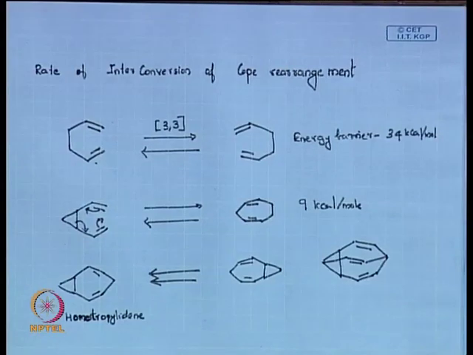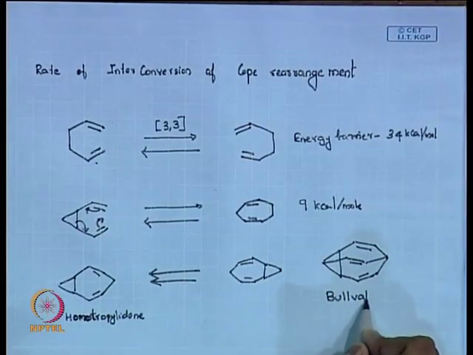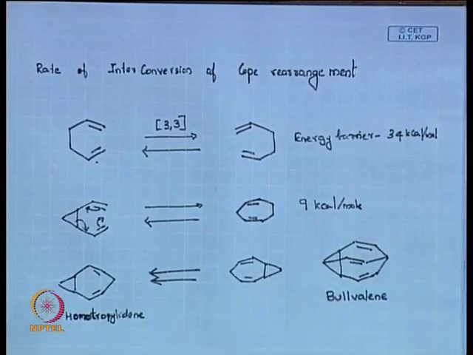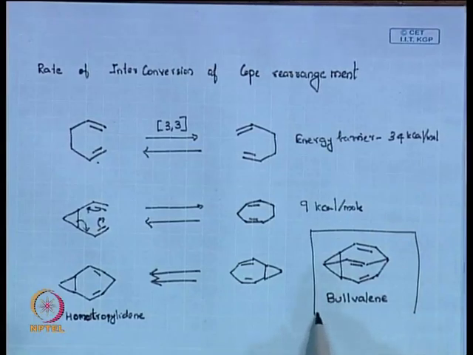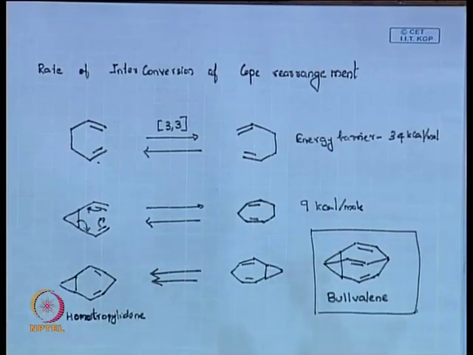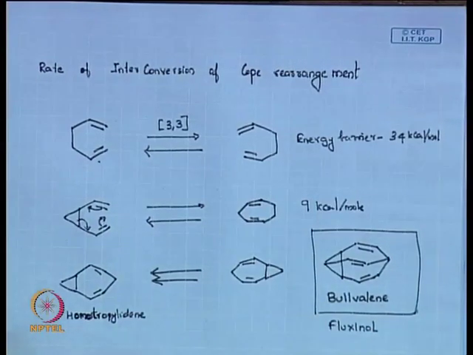What is this? I have studied Cope on this: bullvalene. It undergoes Cope rearrangement very fast and rapid, and this falls under a category called fluxional compounds. You call these fluxional categories. I think you can write a million tautomeric forms of this compound, bullvalene.